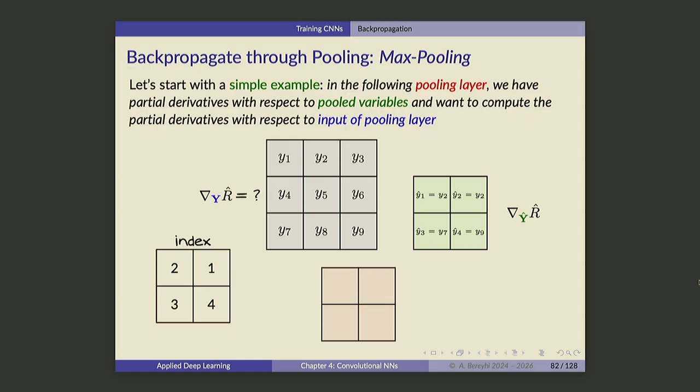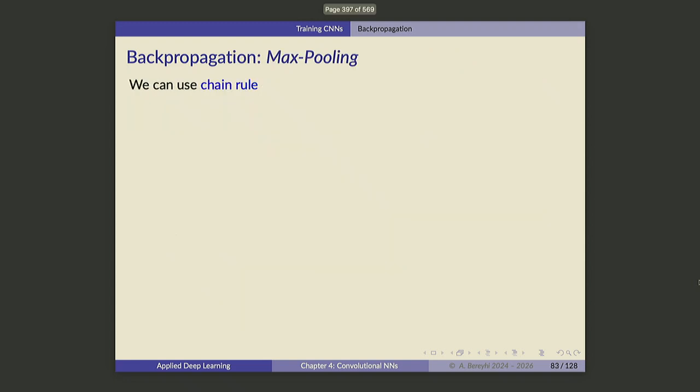Chain rule, right? So I'm going to write chain rule. First of all, how does this gradient look? It's going to be, again, the same map, but instead of having y2, y2, y7, y9, I'm going to have the gradient of r hat with respect to y2 here, the gradient of r hat with respect to y2 again here, and so on. Okay. Now, let's go back and use chain rule.